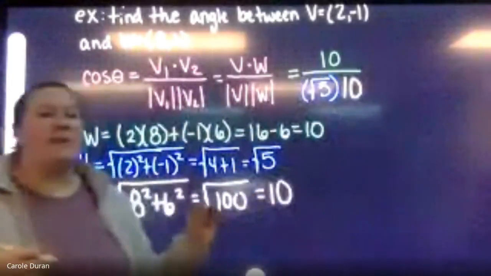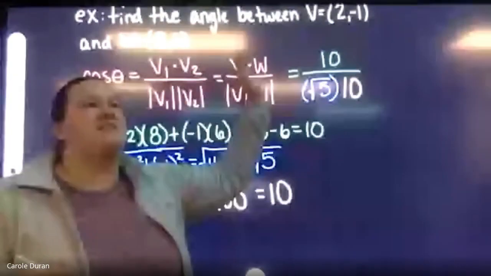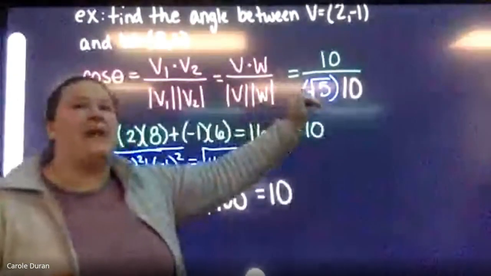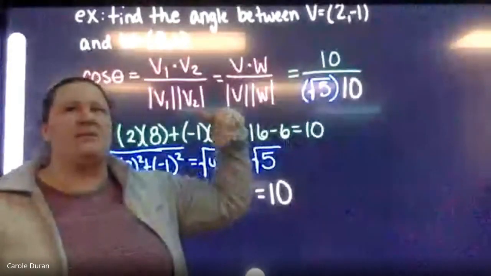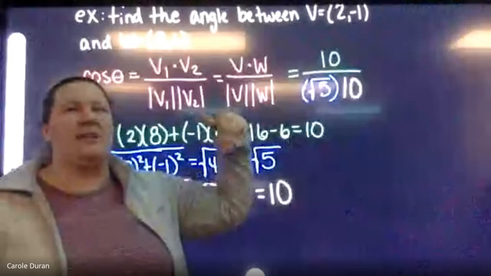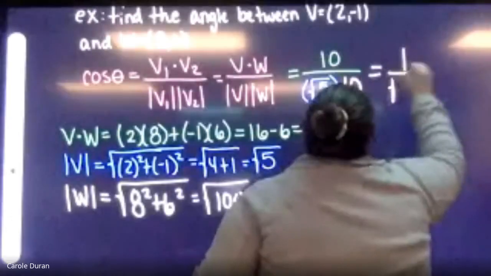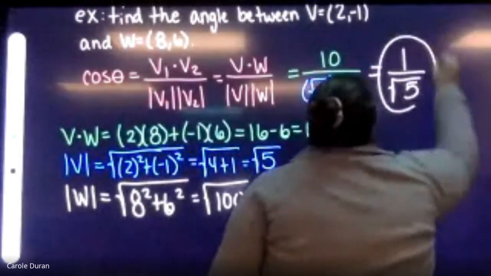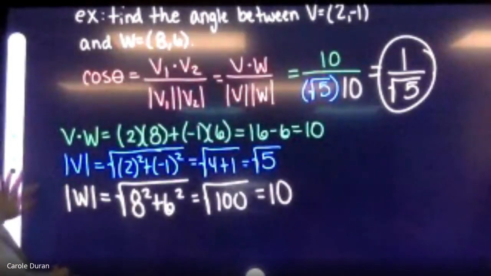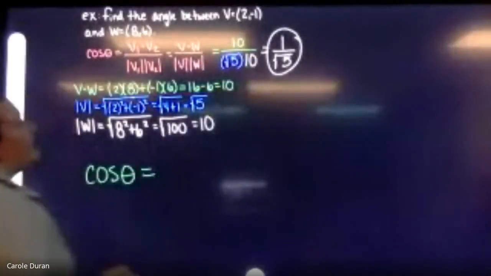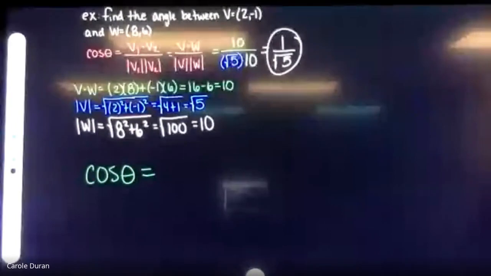Okay, so once we have it written, this is 10 over square root of 5 times 10. We notice that the 10 and the 10 cancel, right? Because if we have something in the top and bottom, it cancels, which means this simplifies into 1 over the square root of 5. So this is what I'm plugging into my calculator to get the decimal for. So we have cosine of theta equals, and I want the decimal for 1 divided by the square root of 5.